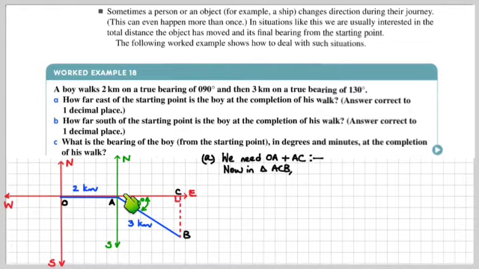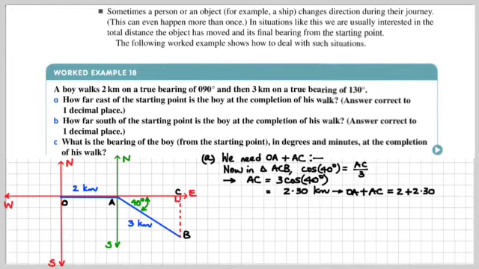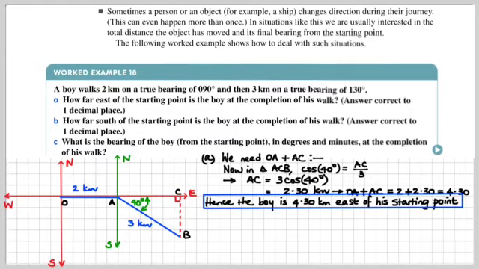In the right angle triangle ACB, guys, alright, we can say that cos of 40 equals AC over 3, alright, and therefore by rearranging that, AC is 3 cos 40, which is 2.3 kilometres, 2.30 I've quoted it, and therefore OA plus AC would be 2 plus 2.30, which would be 4.30 kilometres to the east. So therefore the boy is 4.30 kilometres east of his starting point.